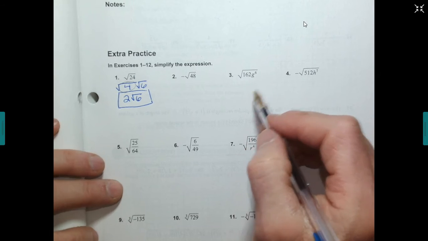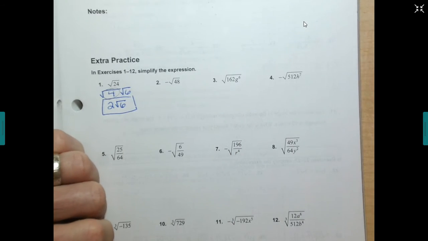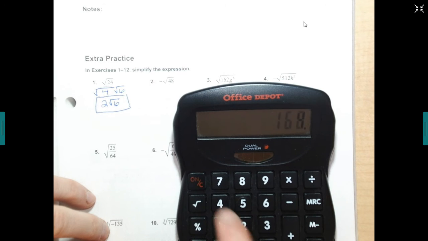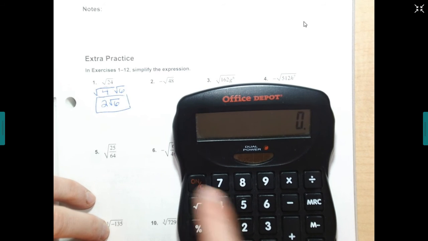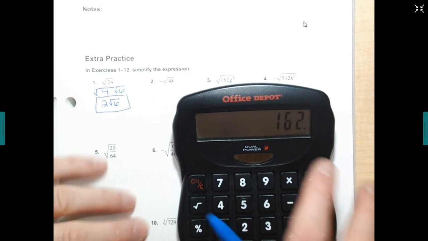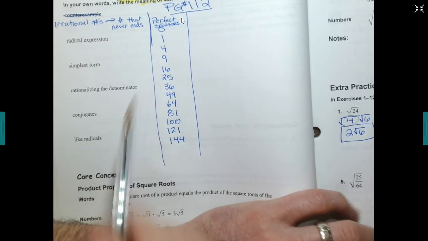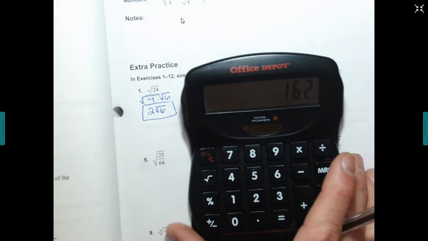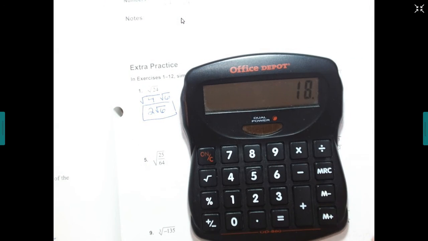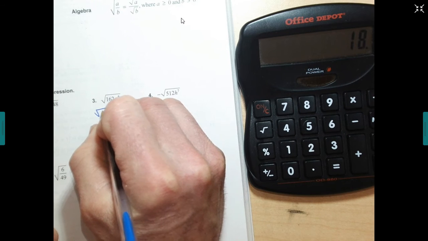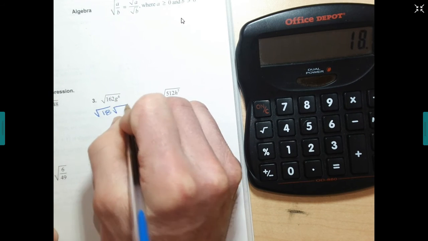Oh, look at this, 162. Boy, let's see, 162 divided by 4. Nope. What's our next? So I'm going to go over to this list. That was 4. Let's go to 9. So 162 divided by 9. Yeah, look at that. 9 times 18. So 162 is the square root of 18 times the square root of 9.